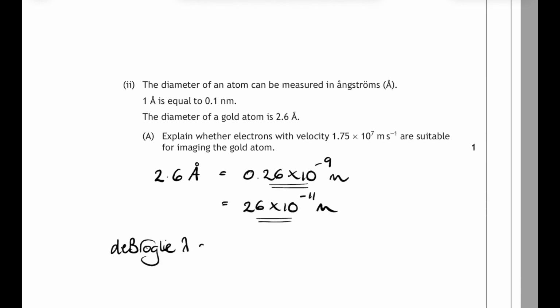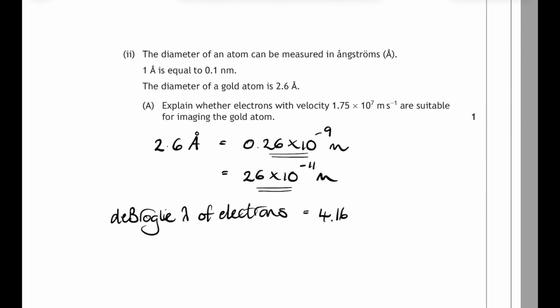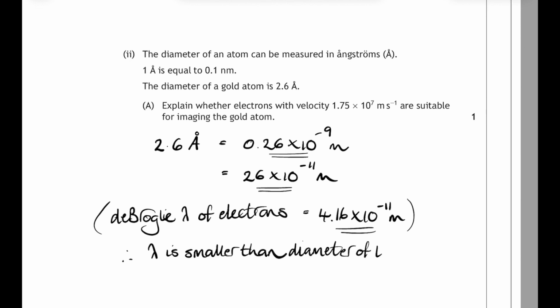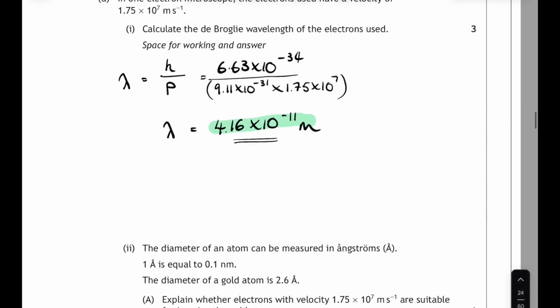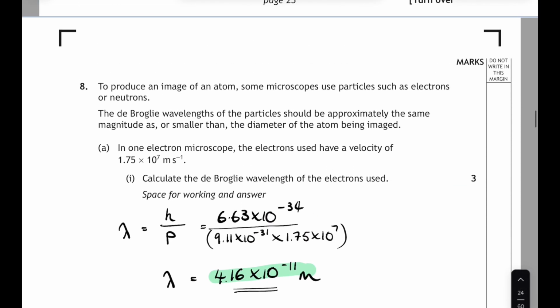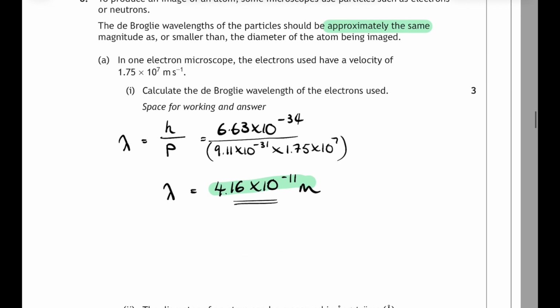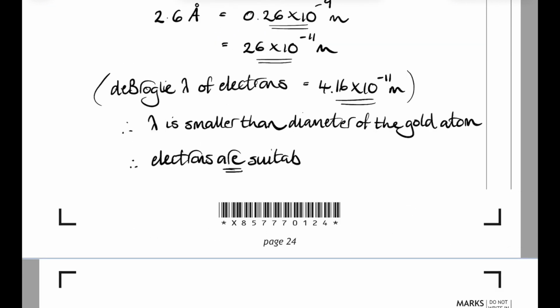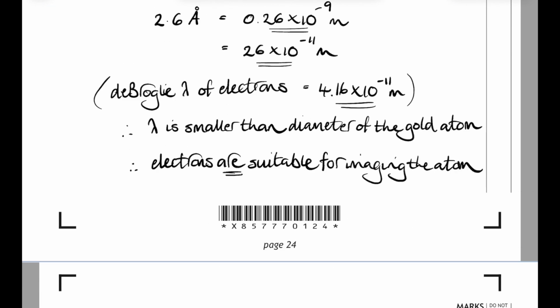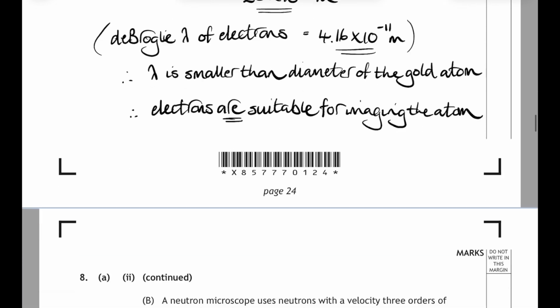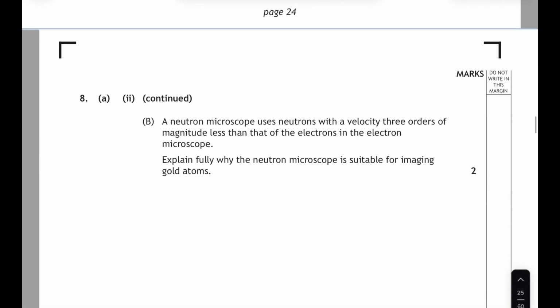And the de Broglie wavelength of the electron that we calculated in part 1 was 4.16 times 10 to the minus 11 meters. Then the wavelength of the electrons is smaller than the diameter of the gold atom. And we're told that the wavelength should be approximately the same or smaller than the atom. So these electrons are suitable for imaging the atom. Pretty tricky.